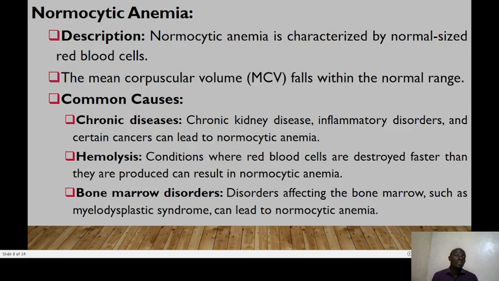Okay, correct, guys. From there, we go to normocytic anemia, which is characterized by normal size of red blood cells. So the mean corpuscular volume falls within the normal range, which is 80 to 100 femtoliters. Causes could be chronic diseases like chronic kidney disease and inflammatory disorders. Certain types of cancer could lead to normocytic anemia. We also have hemolysis, where red blood cells are destroyed faster than they are produced, which could also result in normocytic anemia. And lastly, we have bone marrow disorders, such as myelodysplastic syndrome, which could lead to normocytic anemia.